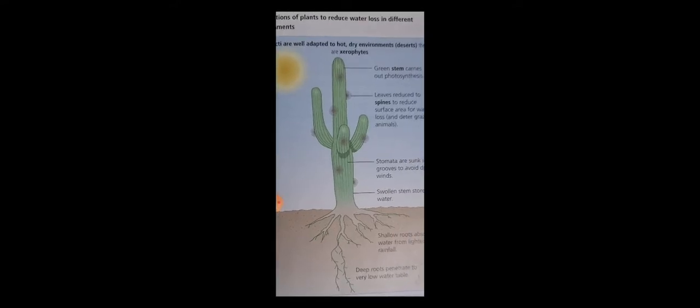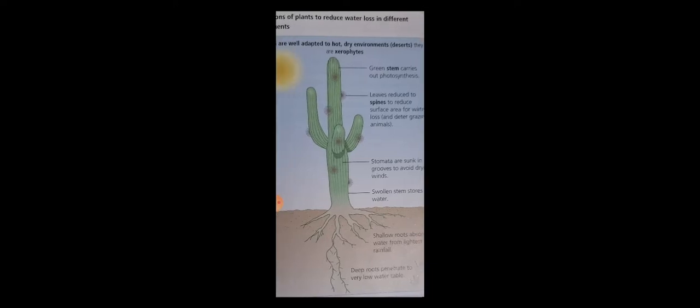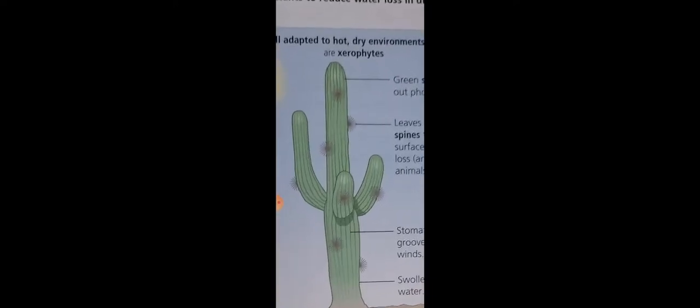And the plants that live in a hot dry environment, or we can say the desert environment, are known as xerophytes. Clear girls? So this was all about the cactus. Then we studied the hydrophytes, or we can say the aquatic plants.